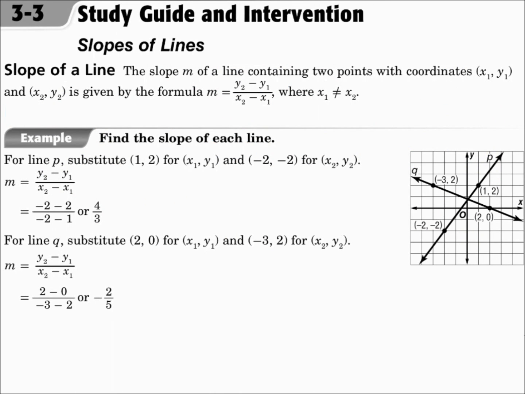This is lesson 3.3, slopes of lines. Your objectives are to find slopes of lines and to use slopes to find parallel and perpendicular lines. The slope m of a line containing 2 points with coordinates x1, y1 and x2, y2 is given by the formula m equals y2 minus y1 over x2 minus x1, where x1 is not equal to x2. Just remember, those 2's and 1's are not exponents or any number to do arithmetic with. That just means the first x and the second x, and the first y and the second y.